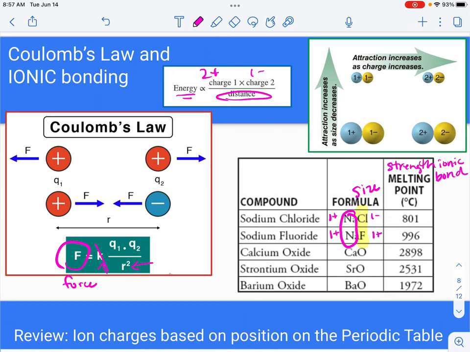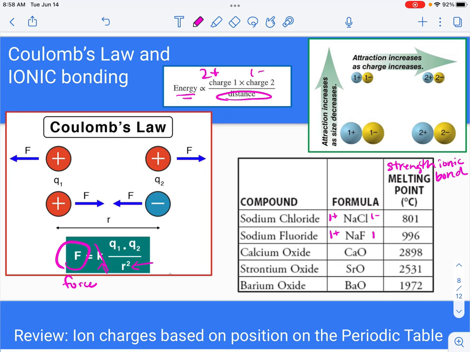Okay. So because the distance between the sodium ion and the chloride ion is greater, the attraction is less. And you'll see that sodium chloride has a lower melting point than sodium fluoride, where the distance is smaller and the attraction is greater. Okay, so this is the way that you want to think about how this works. We can do kind of the same thing as a comparison.